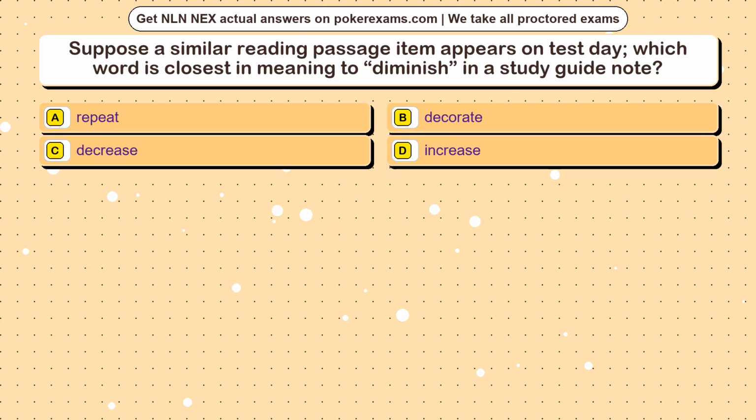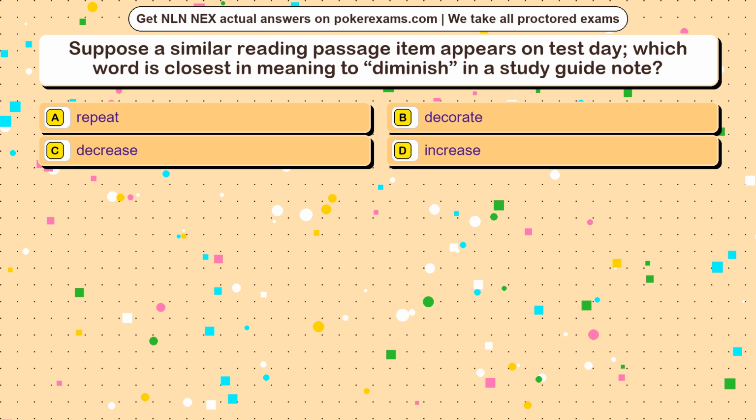Question 7. Suppose a similar reading passage item appears on test day. Which word is closest in meaning to diminish in a study guide note? Option A, repeat. Option B, decorate. Option C, decrease. Option D, increase.